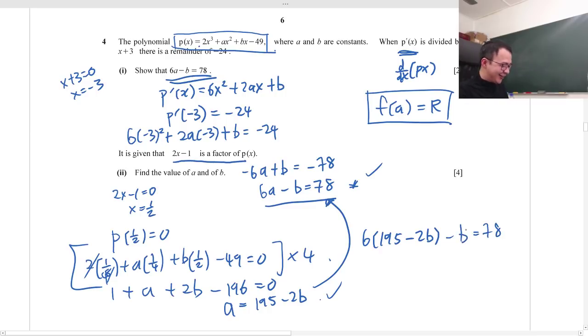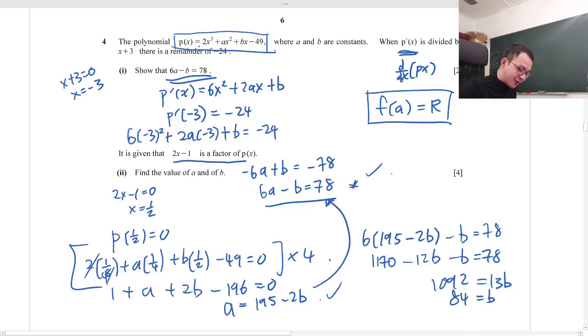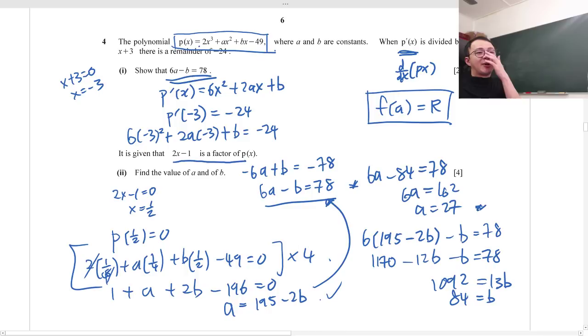Alright, so 6 times 195 is 1170, minus 12b minus b equals 78. So here you have 13b equals 1092, divided by 13, so b equals 84. Then you sub back here: 6a minus 84 equals 78, so 6a equals 162, divided by 6, so a equals 27. Just some simultaneous equations. Make sure you do it correctly.